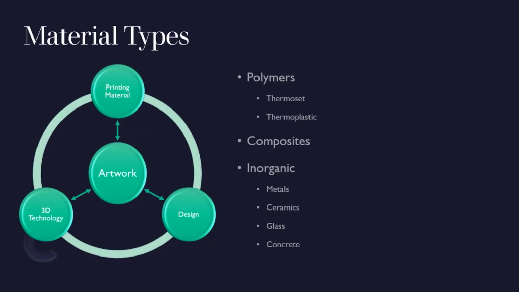In addition to polymers and composites, 3D printing materials can also include many inorganic types of materials like metals, ceramics, glass, concrete. For this talk today, I will actually focus more on the polymers and metals, which are more commonly found and that were identified in a few 3D printed objects that were in LACMA's collection.